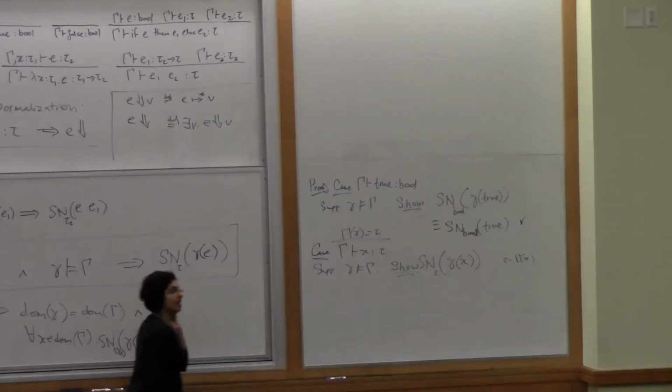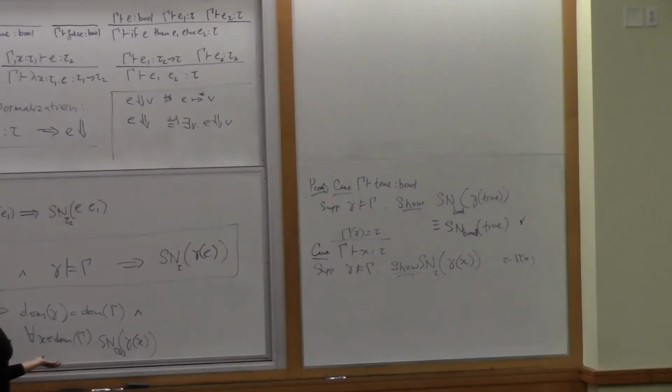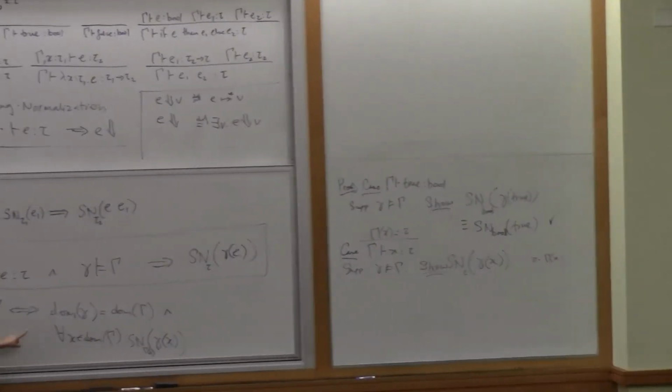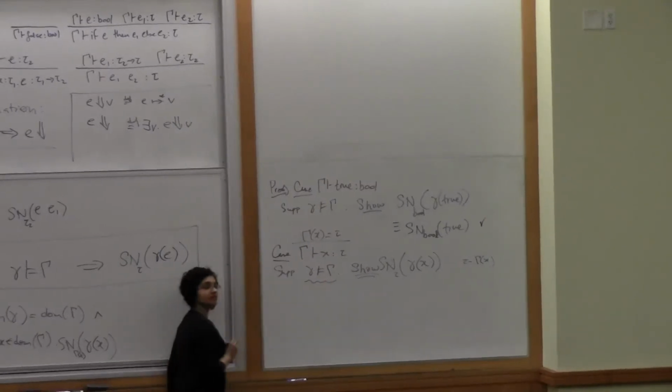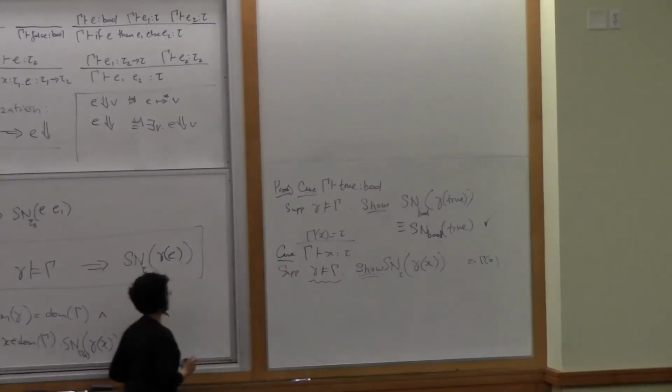So let's try and show that. This is an arbitrary tau, right? But we know that our substitution gamma satisfies big Gamma. So let's go look at the definition of that. What can we infer from the fact that the substitution satisfies big Gamma?